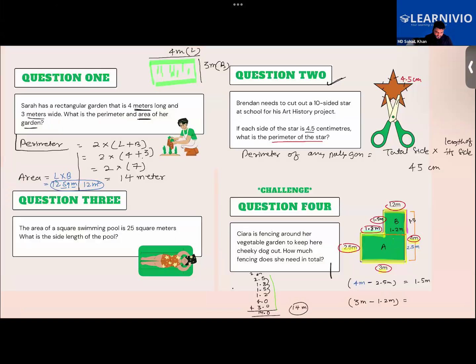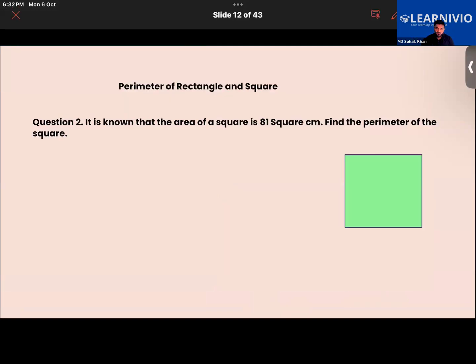Today we will continue with the NCERT exercise. Before that, we have one important question to do. Look at the given question, where we have to find the area if the perimeter of a given figure is given, or find the perimeter if the area is given. Such kinds of questions are given here.